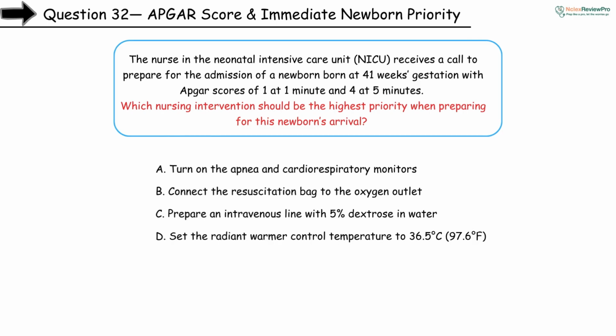Option A. Turn on the apnea and cardiorespiratory monitors. Option B. Connect the resuscitation bag to the oxygen outlet. Option C. Prepare an intravenous line with dextrose. Option D. Set the radiant warmer temperature. Take a moment and think about your answer. The correct answer here is option B. Connect the resuscitation bag to the oxygen outlet.